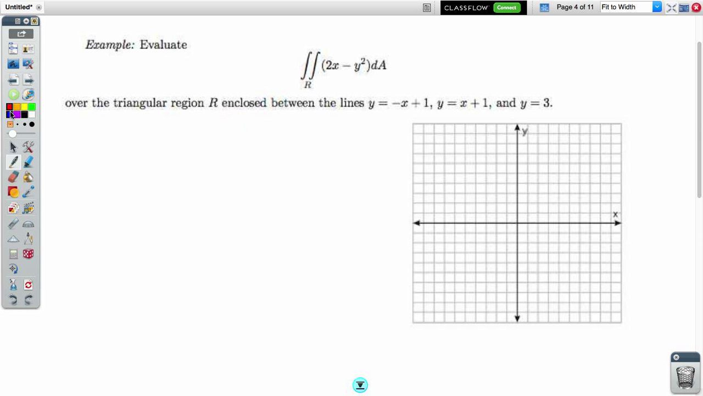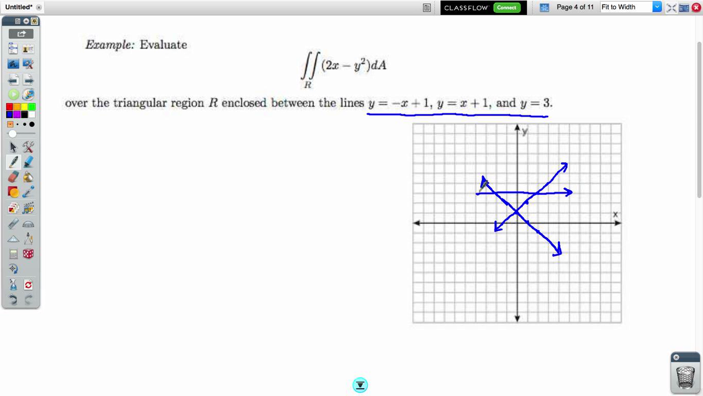So I think the first step on this problem, again, is to draw what this region looks like. So y equals negative x plus 1 has a slope of negative 1 and crosses the y-axis at 1. I'm going to continue this up this way just a little bit. And then y equals x plus 1, well, same thing except with a positive slope, but same y-intercept. These things cross at a perpendicular. And then the line y equals 3, so that's 1, 2, 3 steps up here.